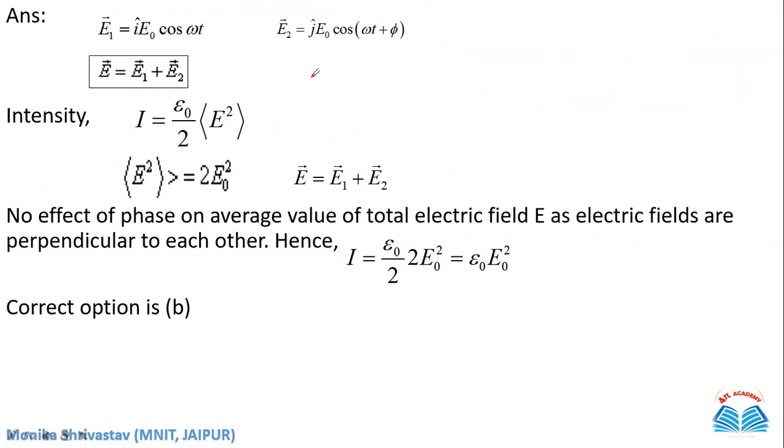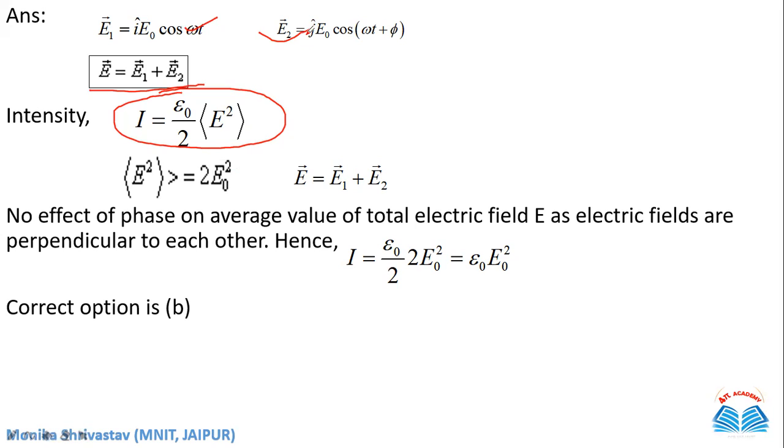So how to solve these types of questions? If two components are given, then just add them up. Use the law of superposition. So the total electric field will be equal to E1 plus E2. The formula of intensity we have been given in the question: I equals epsilon naught by 2 times the average of E square. Now we can conclude from here that the average of E square should always be greater than E naught square. Obviously the average will be greater than the amplitude, but it will be double the amplitude only if there are two different components given in the exam.